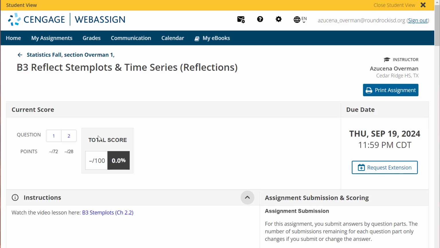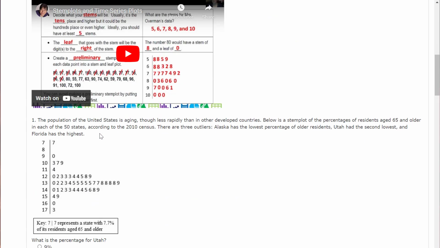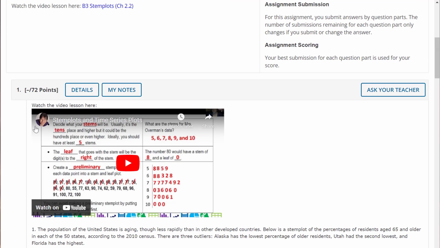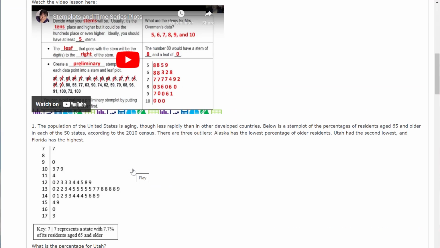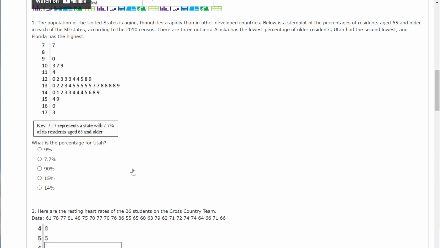So now we're looking at stem plots and time series. And there's a video with the notes about how to make stem plots. Problem 1, the population of the U.S. is aging, though less rapidly than other developed countries.